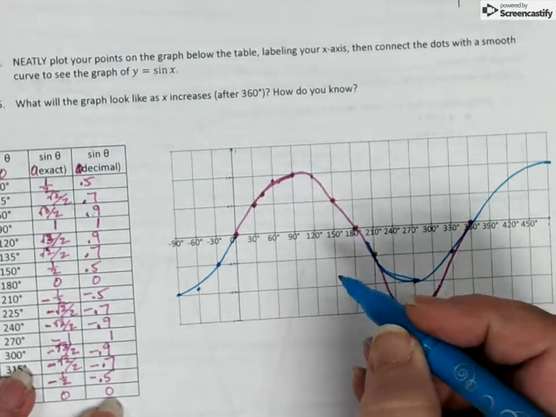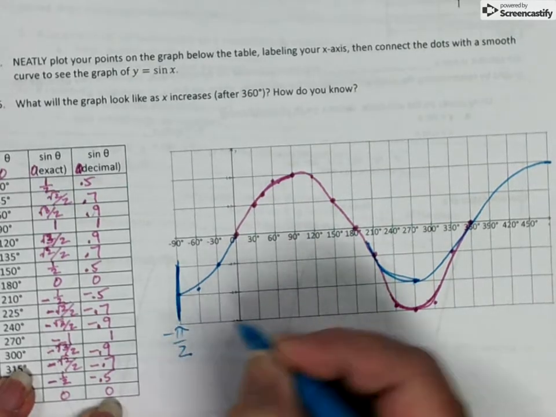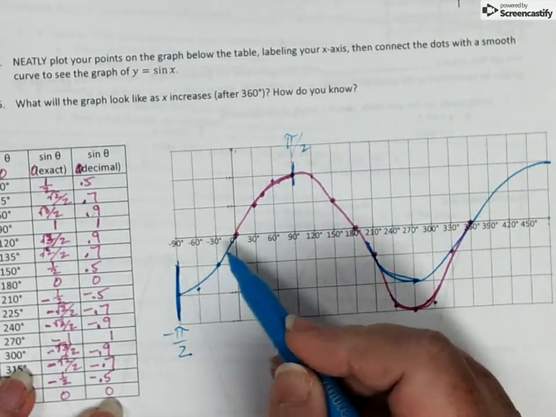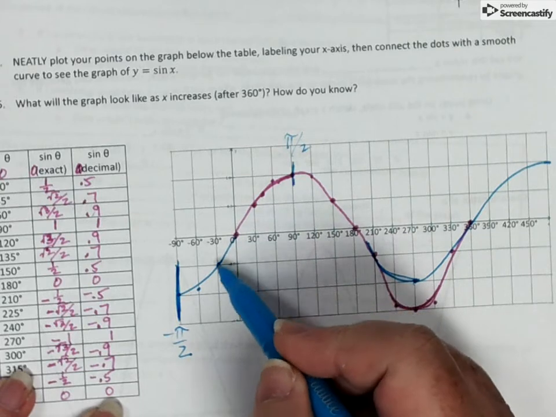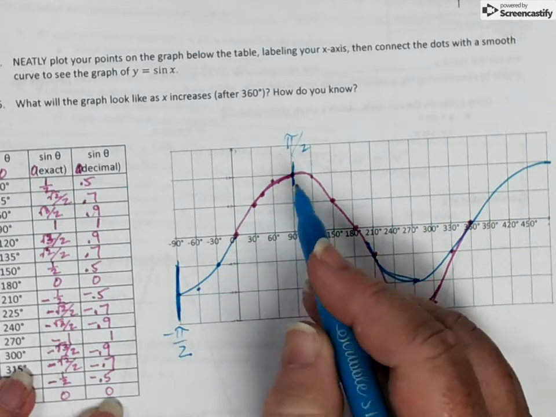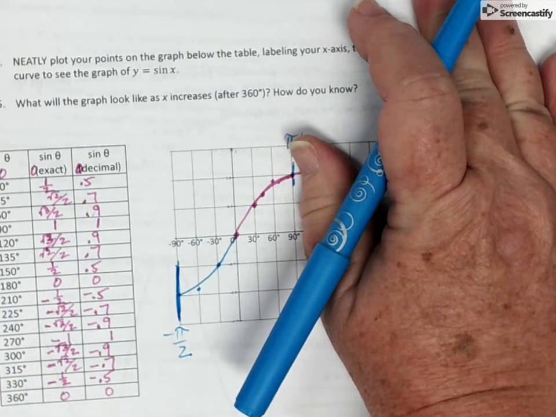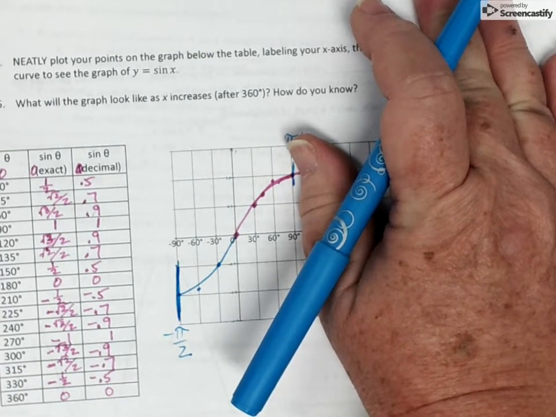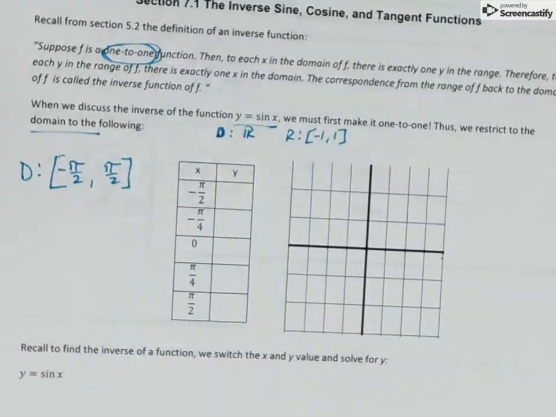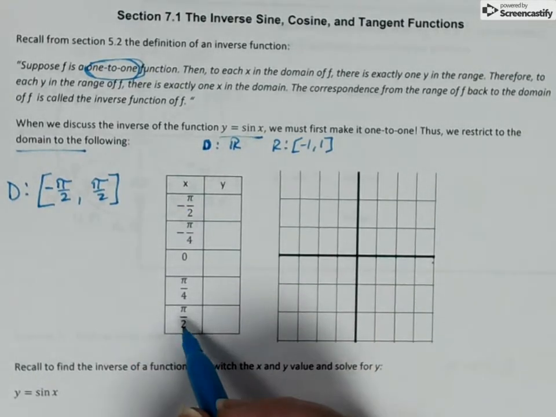Well, what if I took this graph and I cut it from -90 degrees, or -π/2, to +90 degrees, or +π/2. When you look at that, do you recognize that that portion of the graph from -90 degrees to 90 degrees, or -π/2 to π/2, is a 1-to-1 function? So look, when I cover up the rest of the graph, that function is now 1-to-1. That piece passes the vertical line test as well as the horizontal line test. So we're going to limit the domain of our sine function from -π/2 to π/2.